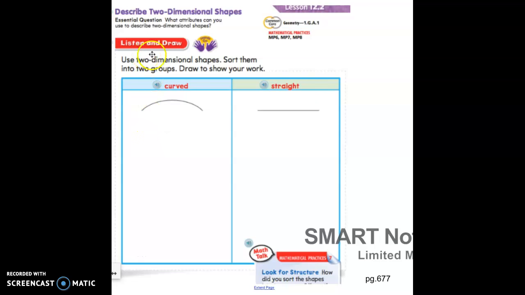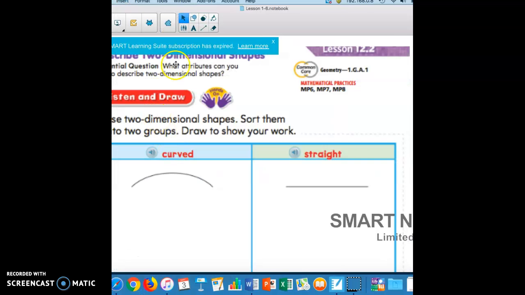Hello, boys and girls. Today we're doing lesson 12.2, chapter 12, lesson 2. Our essential question is, what attributes can you use to describe two-dimensional shapes? In the last lesson, you learned about shapes that are curved and shapes that are not curved, or straight. So what shapes did you learn in the last lesson, 12.1, that are curved?